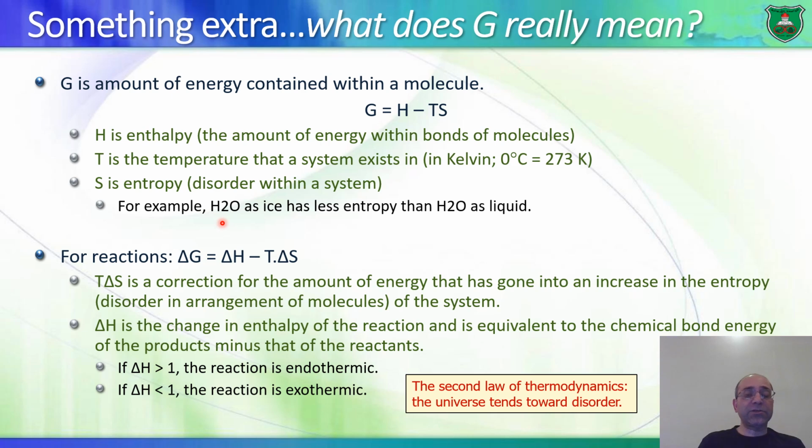So for any reaction, delta G would be equal to delta H, the change of enthalpy between products and reactants, minus the temperature of the system times the difference of entropy between products and reactants. So whenever delta H is more than 1, the reaction is considered to be endothermic, meaning that it absorbs energy. And whenever delta H is less than 1, it means that the reaction is exothermic.